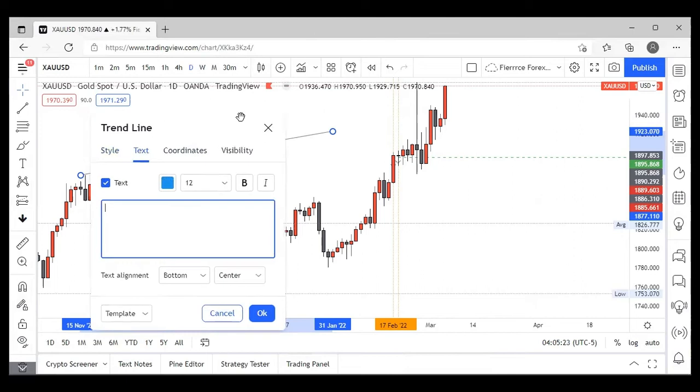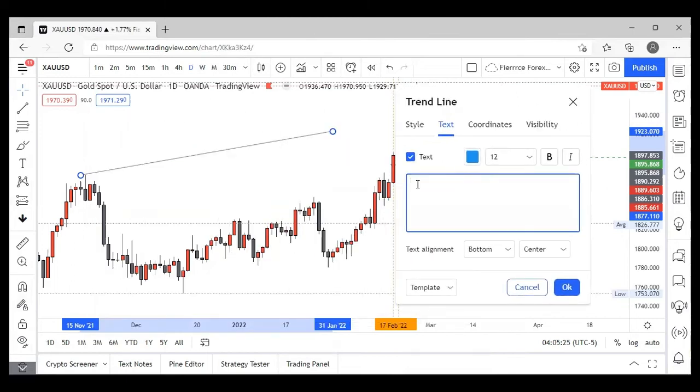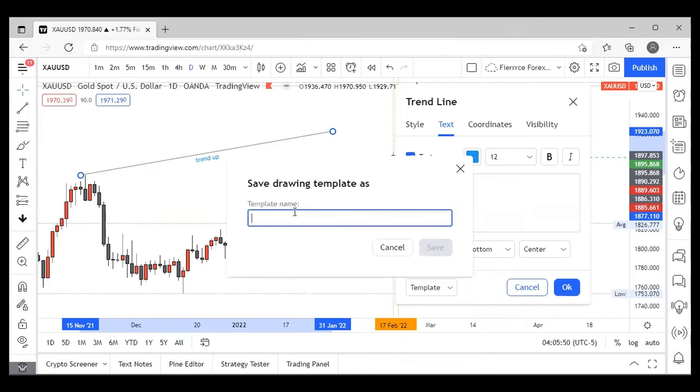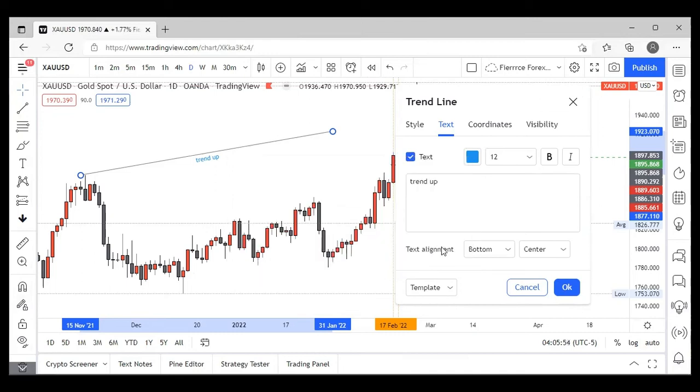Text, I can write on this trend line, trend up or whatever. So you see, it types it in there. Now, let's say I don't want to keep typing this in all the time. If I want to save this, I can come here to the template and say save as, and I write my trend up template. Okay, and I save it.